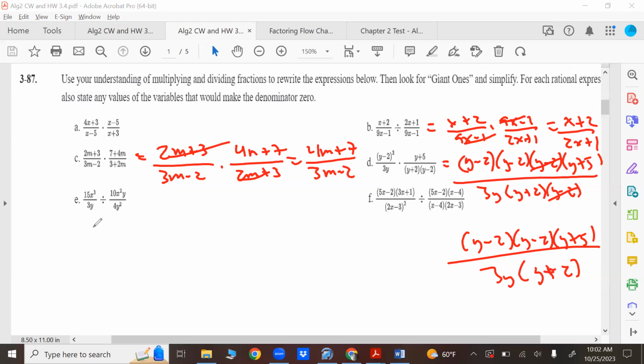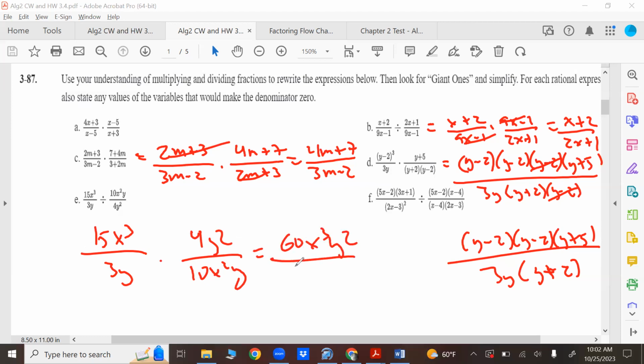And finally, for this one, you flip. So 15x cubed, 3y, 4y squared, 10x squared y. You could actually combine them if that helps. 60x cubed y squared, 30x squared y squared. Those cancel. That becomes x. That becomes 2. You guys just get 2x? Yeah, good. Yeah, just 2x.